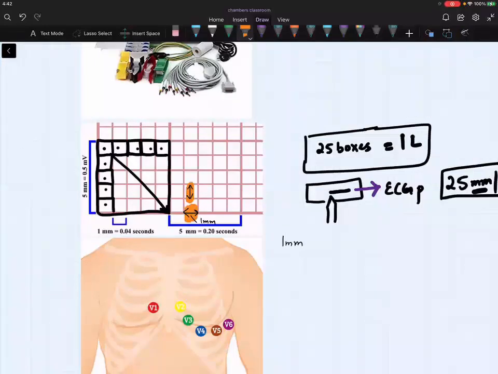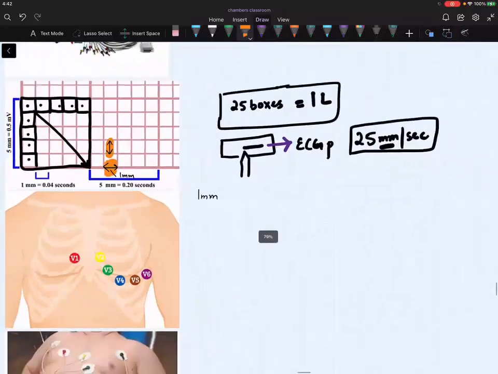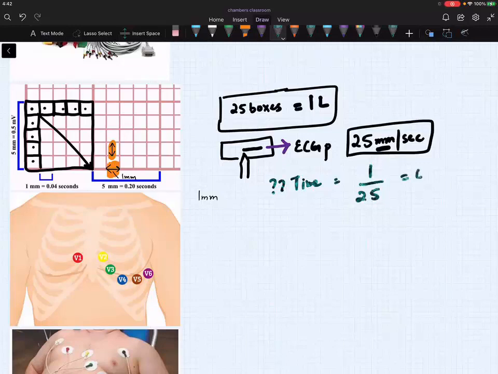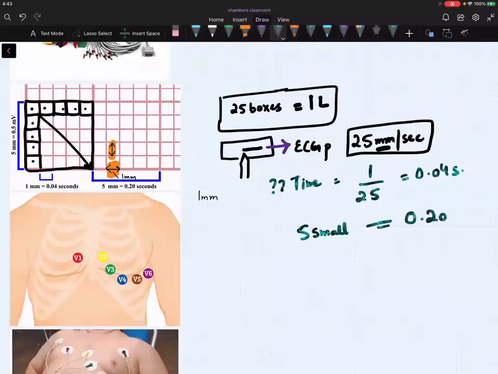That means the speed, if I ask you what is the time taken by one small box to move, then the time should naturally be 1 divided by 25, that becomes 0.04 seconds. That means five small boxes should definitely be 0.2 seconds.